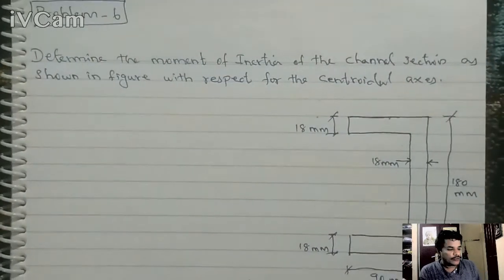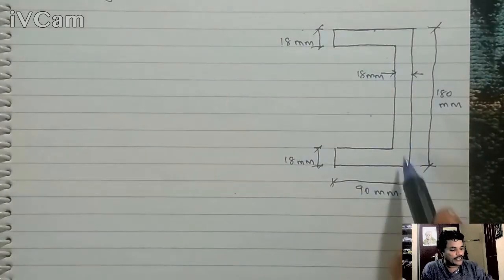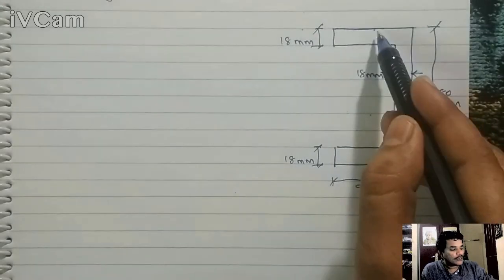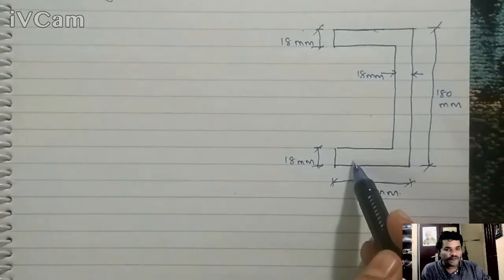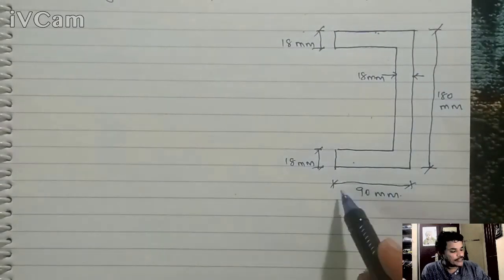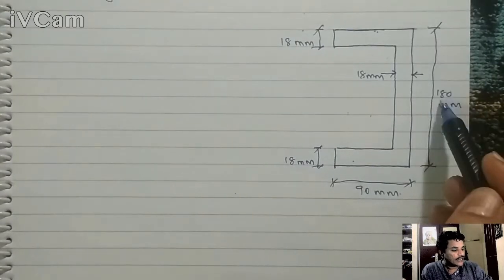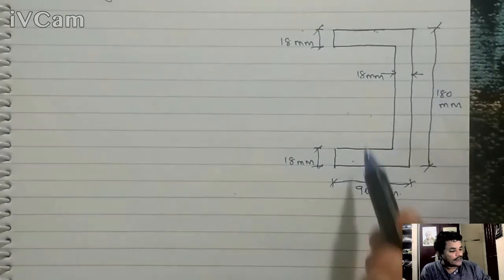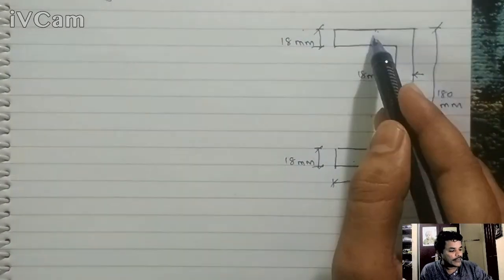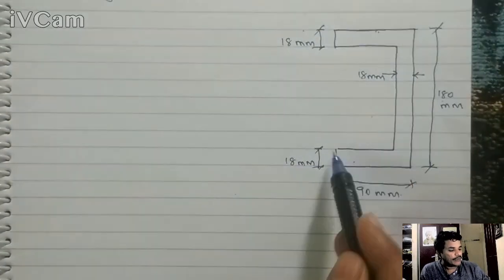Okay, so here this is the C section or channel section. This channel section has 3 components: top flange, bottom flange, and web portion. The dimensions are given here. The overall height of the channel is 180 mm. The equal flange width at top and bottom is 90 mm and 90 mm, and the flange and web thickness are uniform, 18 mm, 18 mm, 18 mm.